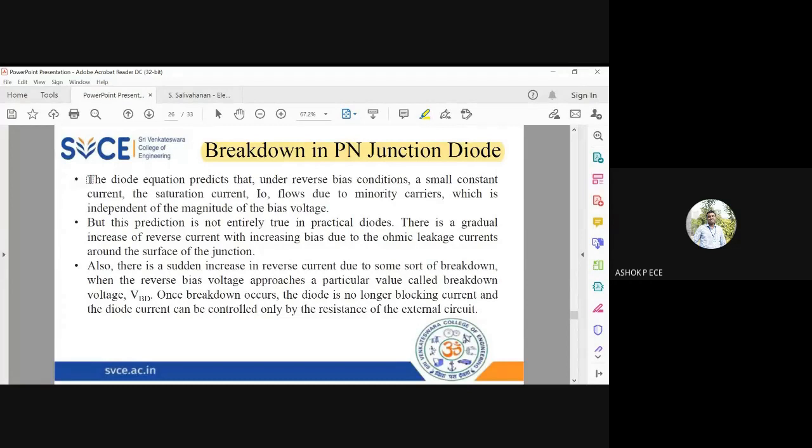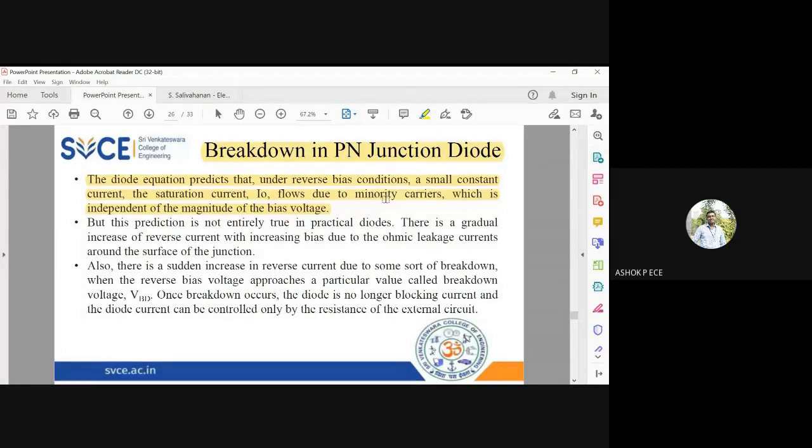But in reverse bias, you have a very small amount of current called the reverse saturation current I naught, which flows actually due to minority carriers only. It will not flow due to majority carriers because majority carriers are not able to cross the depletion region, because in reverse bias the depletion region width is very large. As I told you already, if the bridge across the river is large, it will take a longer time to cross and you need more energy, right?